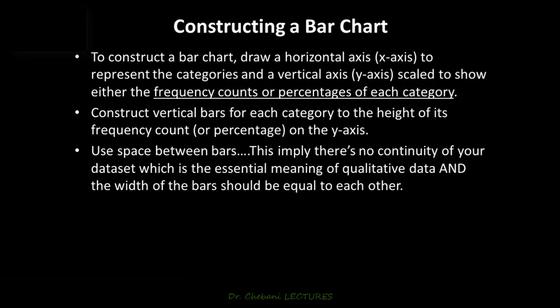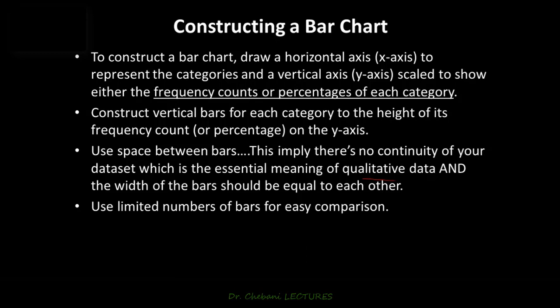The space between the bars is important because the space between the bars actually distinguishes a bar chart from what is known as a histogram. This is to imply that there is no continuity of data set, which is the essential meaning of qualitative data. And the width of the bars should be equal to each other, right? So the width of the bars must be equal, and there has to be spaces in between. And then, of course, we are saying use limited numbers of bars for easy comparison.